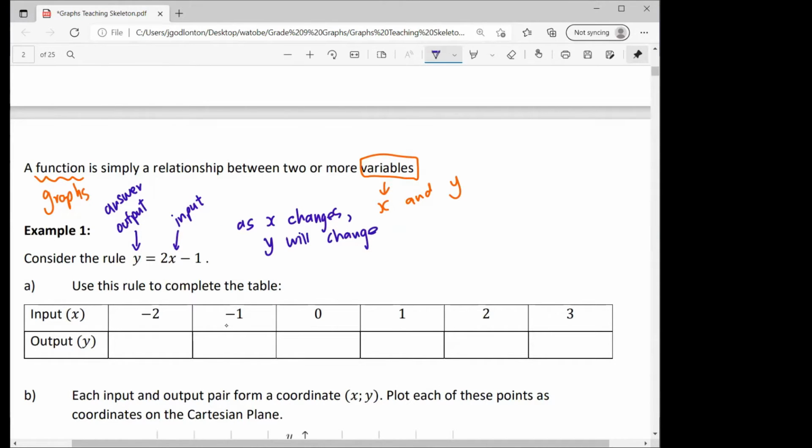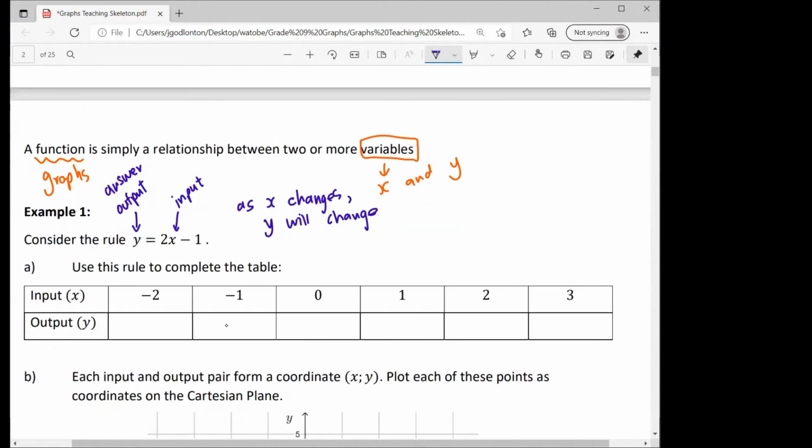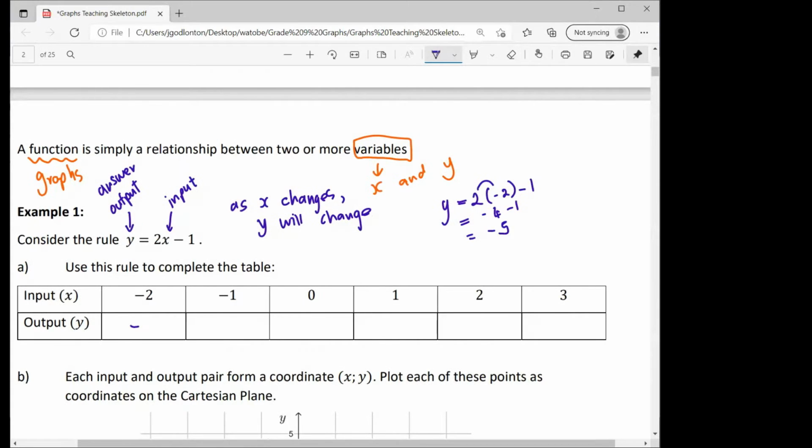and that's how we form our coordinates. So if we have a look at this table, we've got an input of an x value of -2. Now, if I put that into this formula, I would get y is equal to 2 times -2 minus 1. And 2 times -2 is going to give me -4 minus 1, which is going to give me -5. So when my x value is -2, my y value is going to be -5.